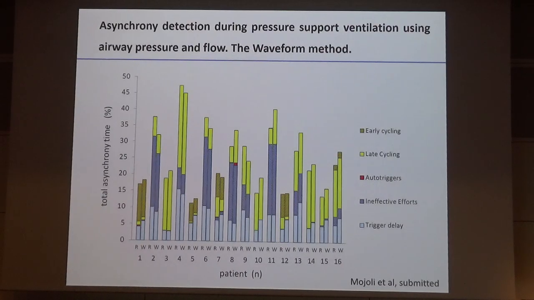And this is an important point because, as already suggested in the previous talk, asynchronies have different underlying mechanisms and may have clearly different impacts on the outcome of our patient. So phenotyping our patient according to their interaction with the ventilator could be important to identify patients at risk and guide treatment.